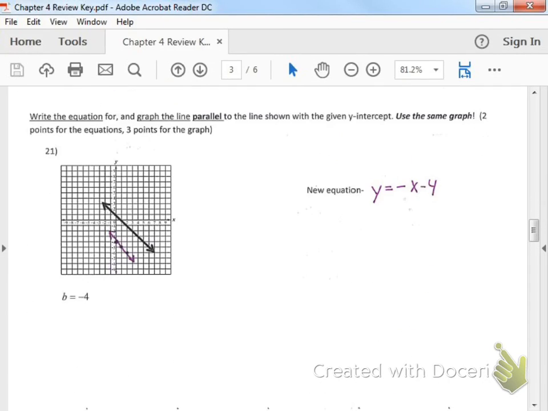Alright, here's the graph. The graph is worth a lot of points, so make sure that you're doing every part of the problem here. You have to write the equation, that's for 2 points. And remember, to write this equation, you need the slope of the line that was given. So pick 2 points, count the rise and the run. You're going down 1, right 1. So that's negative 1 over 1. So some of you might have the equation y equals negative 1 over 1x minus 4. That is completely fine.